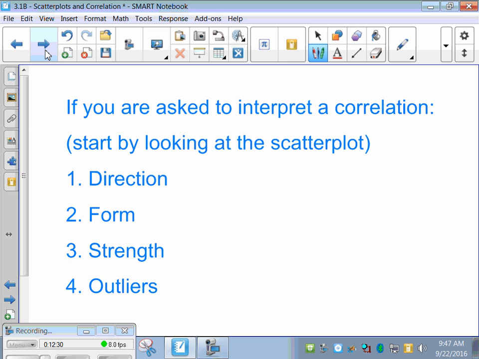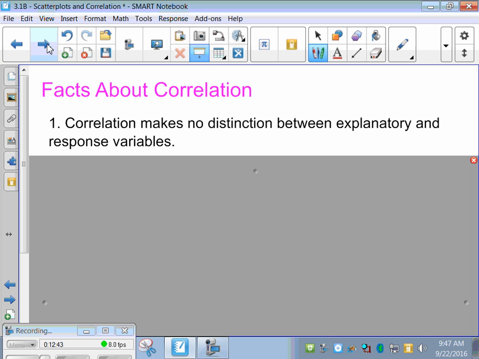If you're asked to interpret a correlation, it is pretty much the same as when you interpret a scatter plot, so we won't go over that again. A couple facts about correlation. You should write these down because this is always what they do the multiple choice stuff on. Make sure you understand some of that. Oh, 0.559. Yeah.